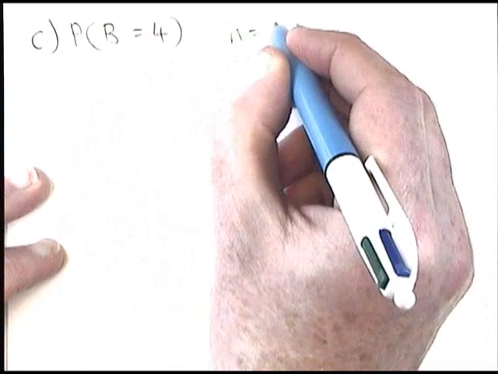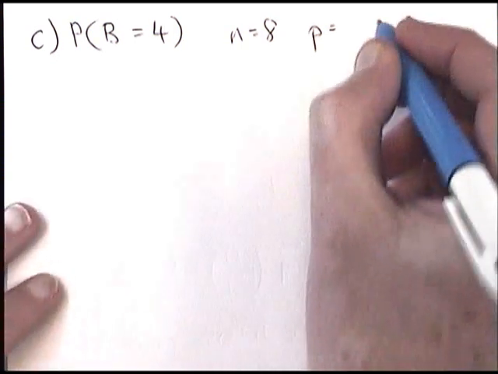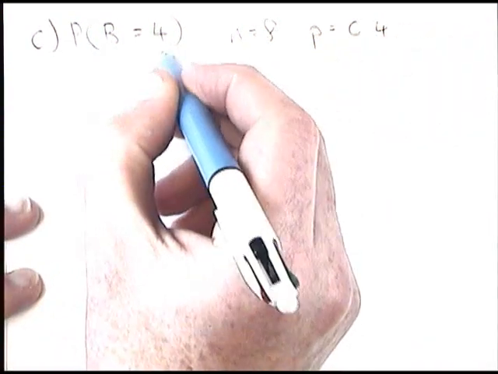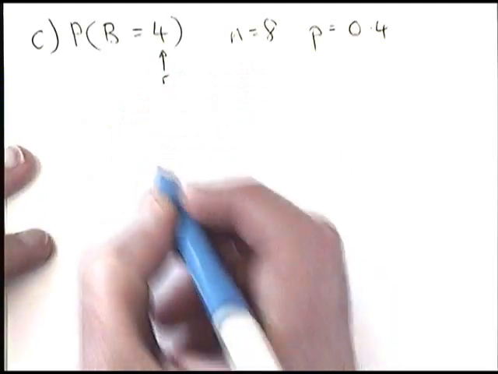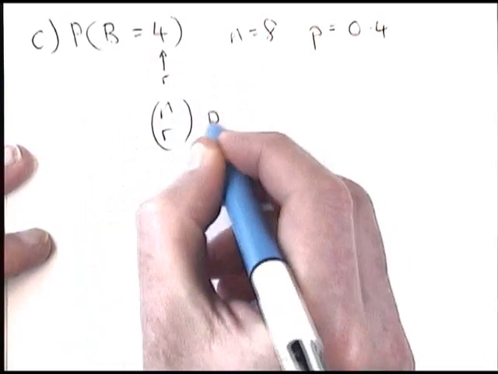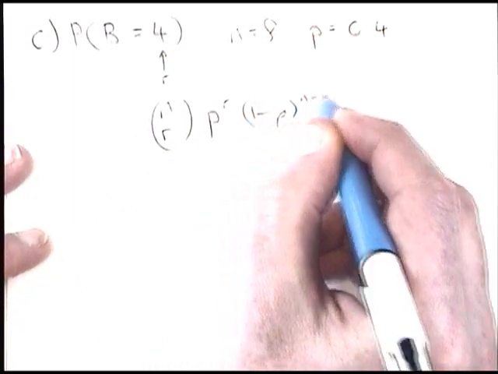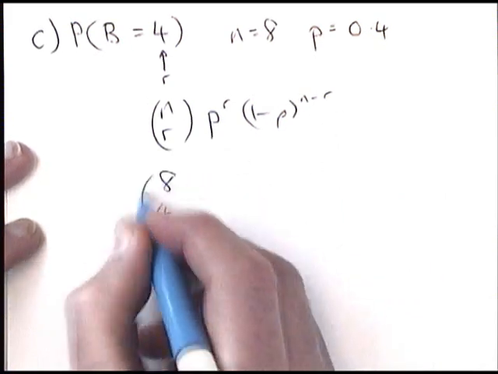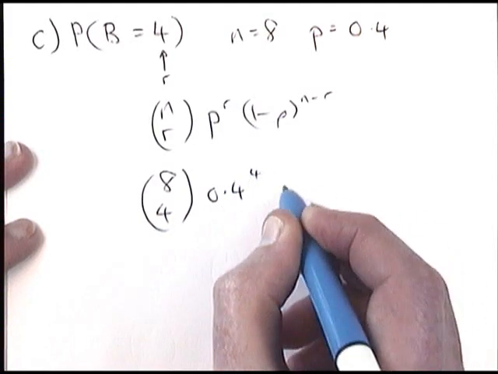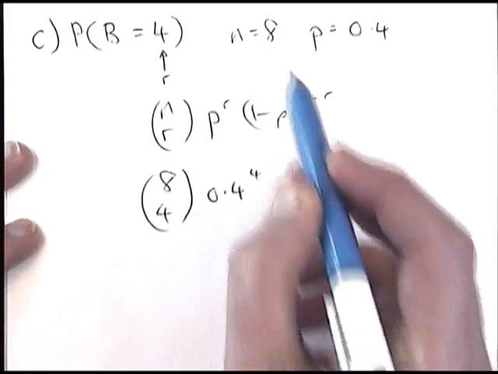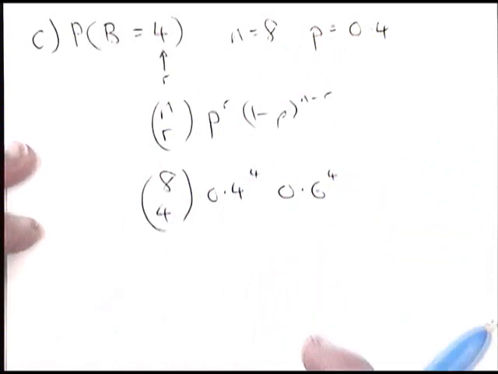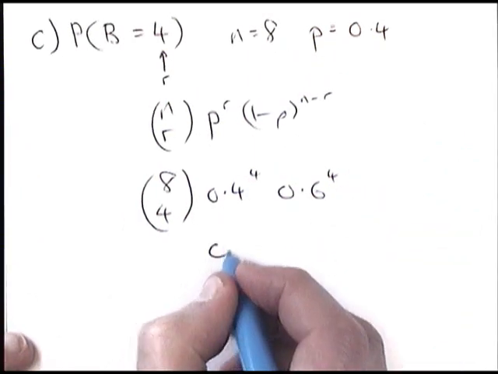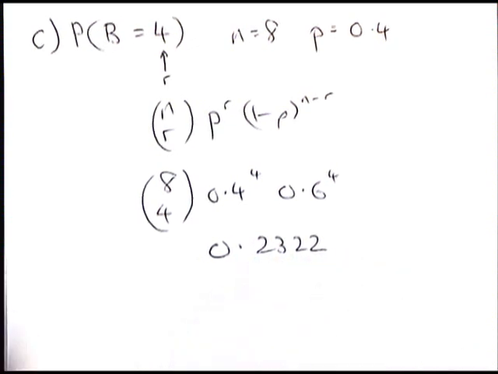From before, we knew that N is 8, and our probability of success, if we're dealing with blue balls, is 0.4. This is our R number, the number you require, and the formula we've been using is N choose R, P to the R, 1 minus P to the N minus R. So, we substitute in, and if we work that out, put that into a calculator, you get an answer of 0.2322. That's the answer for part C.